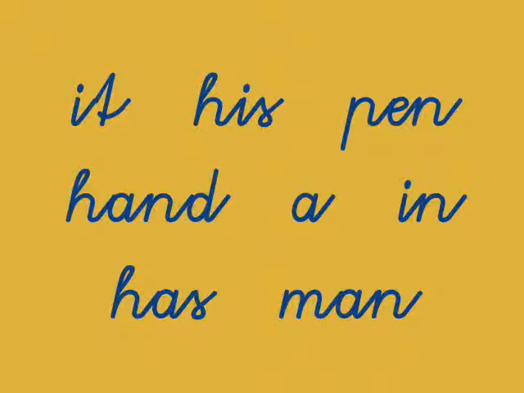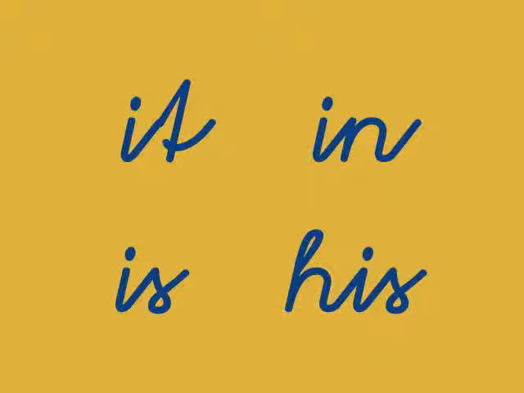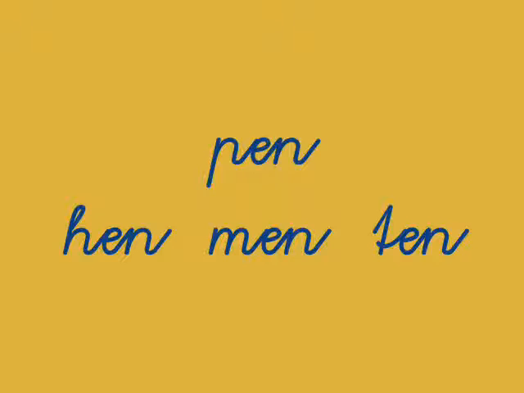Today's words are it, his, pen, hand, a, in, has, man. Let's look at the word it. It has the short I sound, and we have other words that have that short I sound. It, in, is, his. And remember, is and his, the S substitutes the Z. Is, his. Then we have that short E sound in pen, like hen, men, ten. Try reading those words. Pen, hen, men, ten.